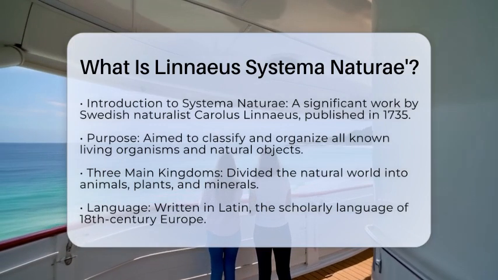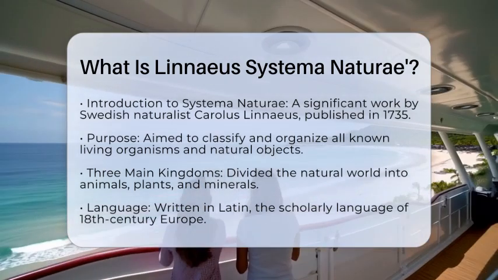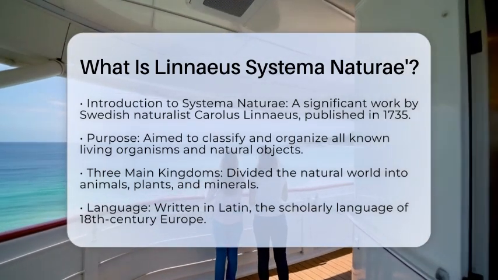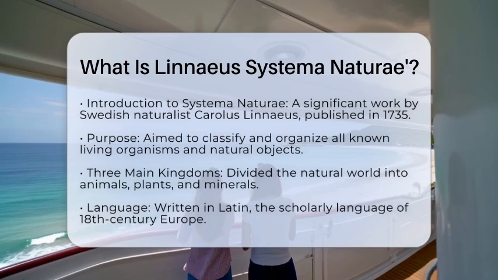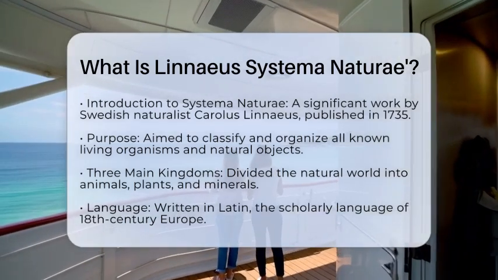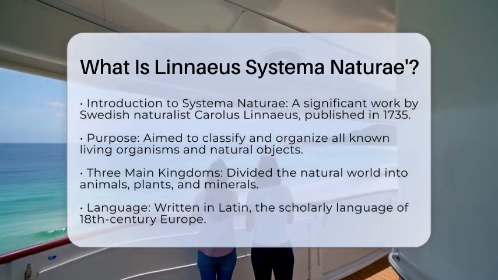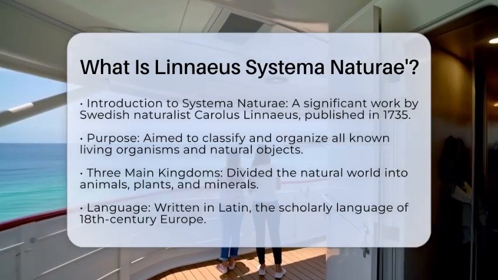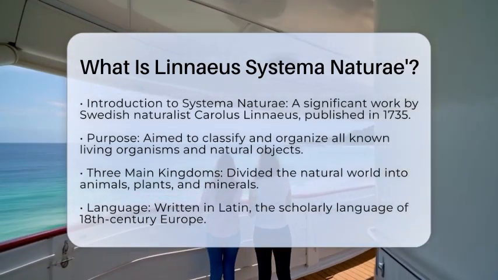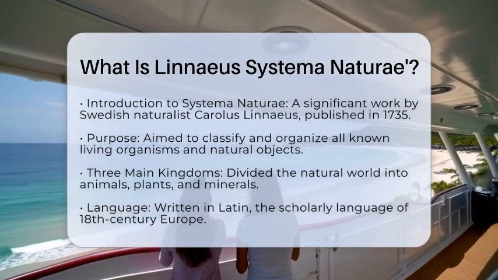and natural objects. Linnaeus divided the natural world into three main kingdoms: animals, plants, and minerals. This division reflected the scientific understanding of the time and was written in Latin, which was the scholarly language of Europe during the 18th century.